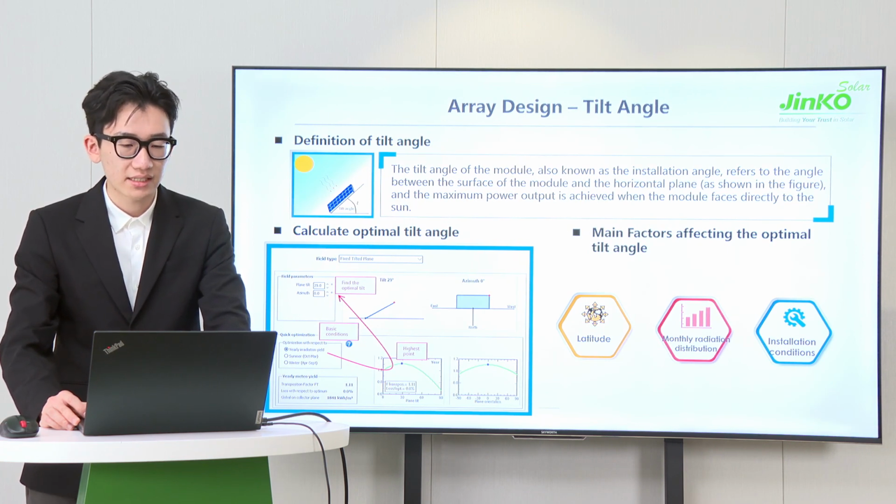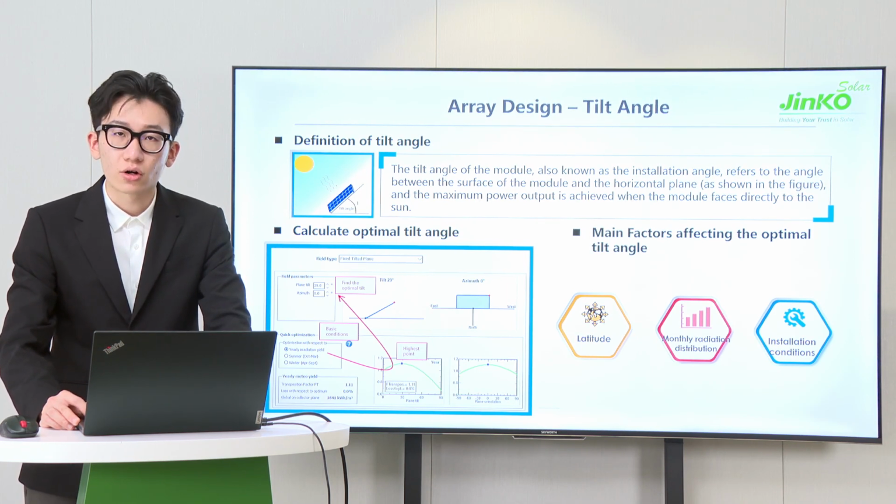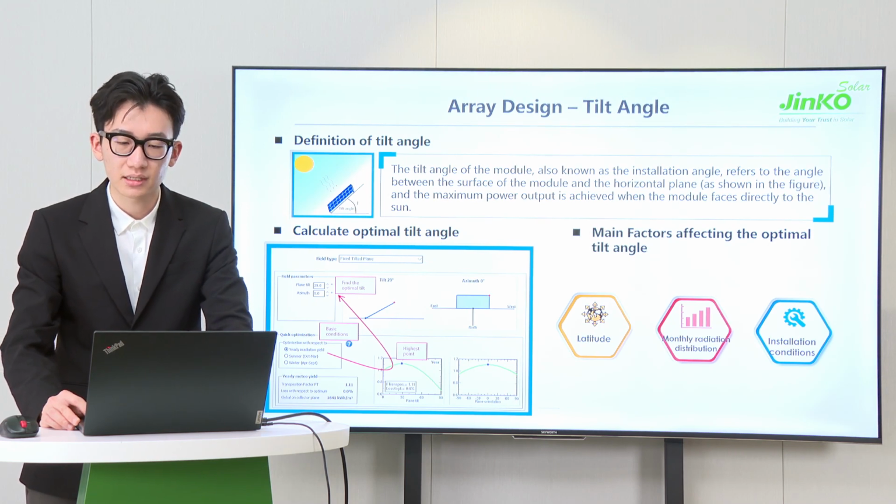The choice of tilt angle affects the land space, thereby affecting the land range. So, according to installation conditions, it's necessary to consider environment factors such as wind load, rain, and snow throughout the year.